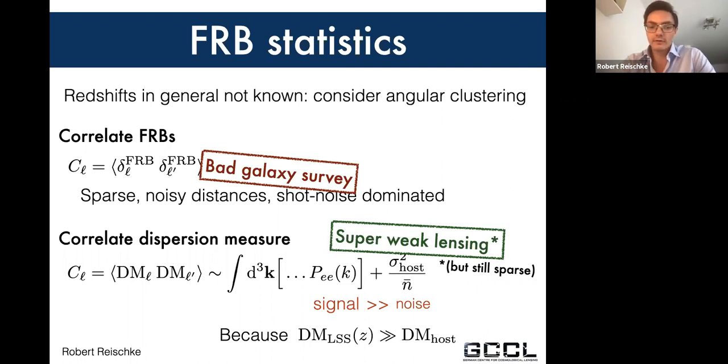You only have very, very few sources. So you need to be very careful with modeling it and also with the measurement in the end. But this is the basic idea, that you just measure correlations in the dispersion measure itself. At the moment, this can't really be done because there are only roughly 100 FRBs known, but in the future, this might be very, very feasible.